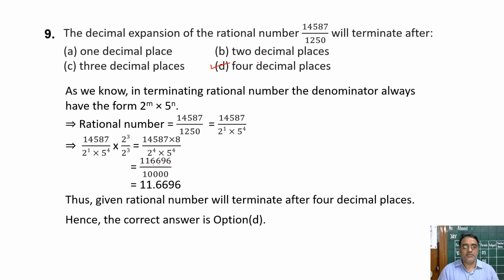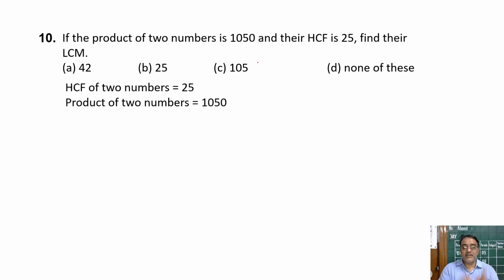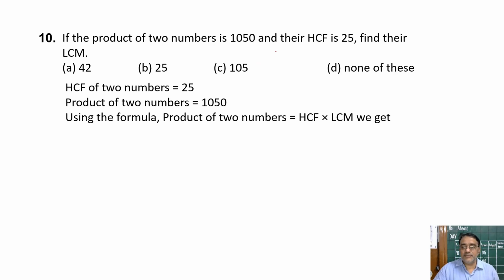So now we are moving toward question number 10. If the product of two numbers is 1050 and their HCF is 25, find their LCM. So HCF of two numbers is given, that is 25, and the product of two numbers is given, 1050. And we know the formula: HCF into LCM is equal to the product of the two numbers. Okay. So now we'll substitute here. Product of two numbers is 1050 and this is 25, and LCM we have to find. So LCM is equal to 1050 divided by 25.